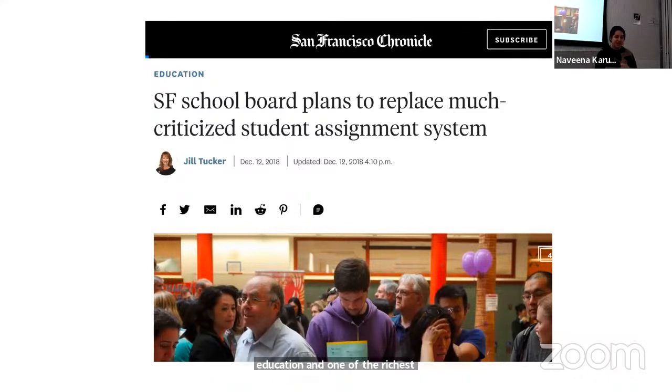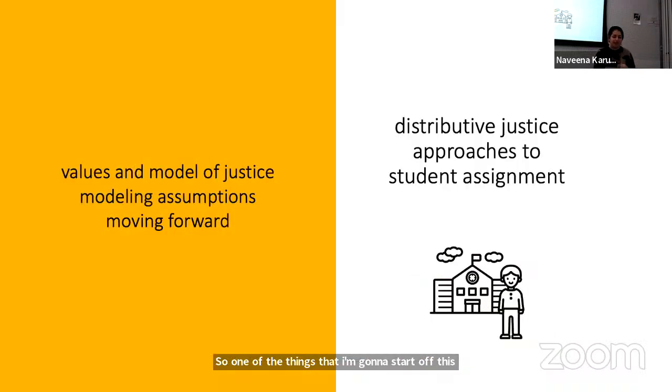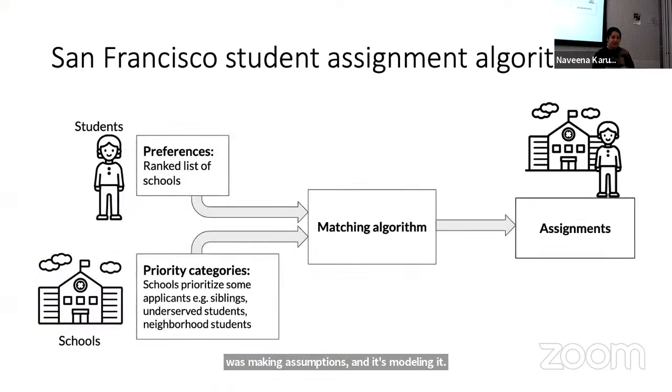So one of the things that I'm going to start off this talk with is our study of trying to understand why the system failed. And a quick hint is that the system was making assumptions in its modeling of the problem that turned out to be not true. So here's what the system looks like that I just explained. The students come in, they have a preference list of which schools they would like to go to. All of the schools in the city are open to them so they can pick whatever they want.